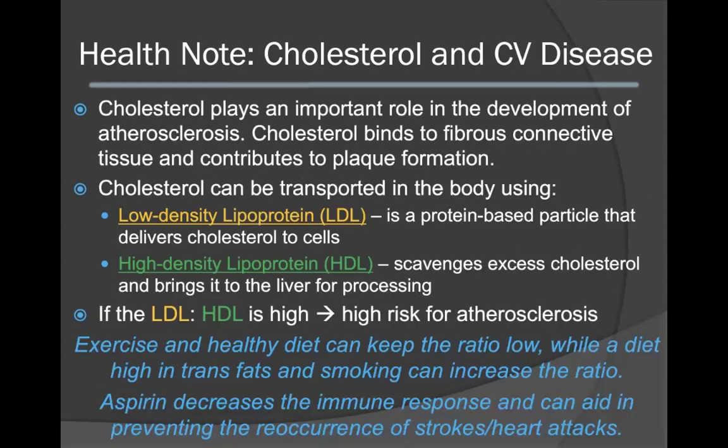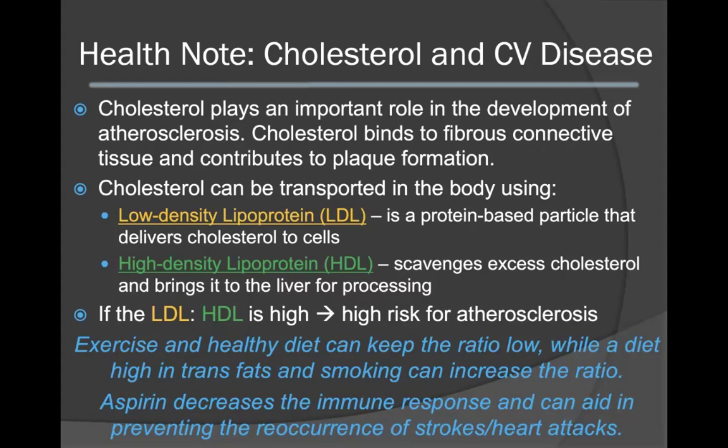We now know that cholesterol plays a very important role in the development of atherosclerosis. This is because cholesterol can bind to the fibrous connective tissue and helps to contribute to the formation of plaques. In general, cholesterol is transported either by LDLs or HDLs. Low-density lipoproteins are protein-based particles that help deliver cholesterol to cells, whereas HDL, or high-density lipoproteins, will help bring cholesterol to the liver for further processing.